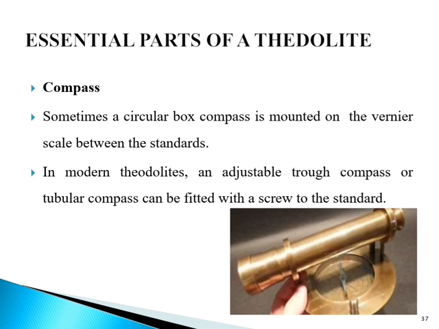Next is compass. Sometimes a circular box compass is mounted on the vernier scale between the standards. In modern theodolites, an adjustable trough compass or tubular compass can be fitted with a screw to the standard. Normally, a compass will not be there in all the theodolites.